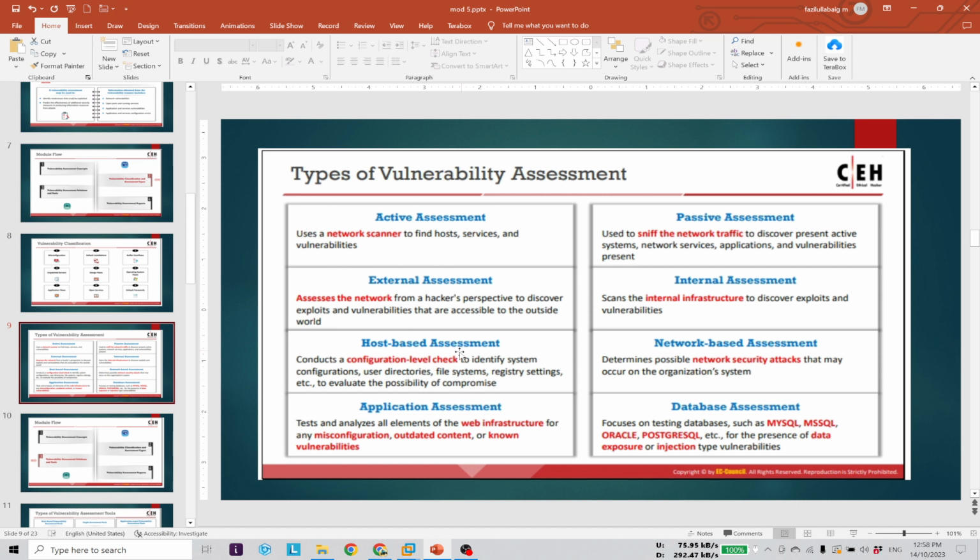And what is network based assessment? It determines possible network security attacks that may occur on an organization's system.